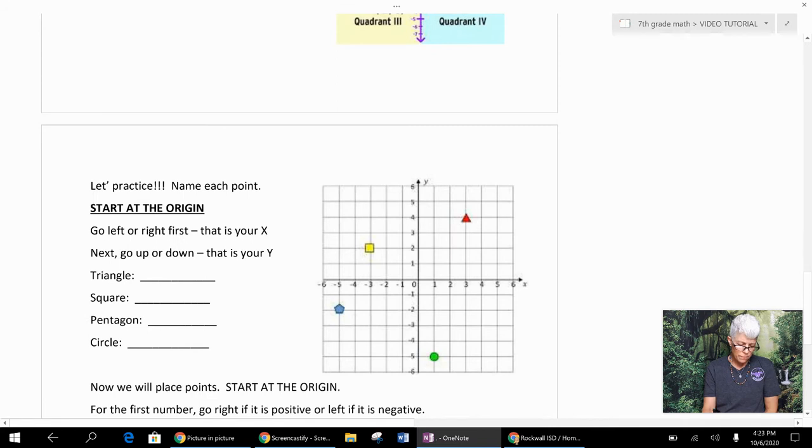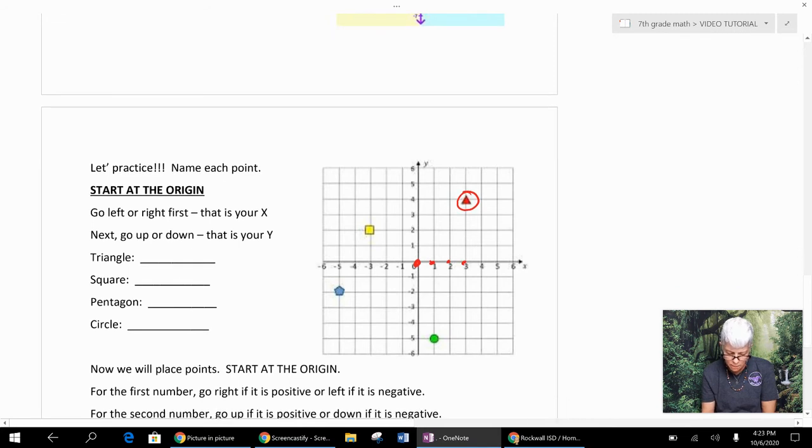So we're going to practice. The first thing you do is you always start at the origin, and then you go left or right for the X and up and down for the Y. So I'm going to look at this triangle right here, and we're going to head for the triangle. I'm going to start at the origin, and I'm going to go along the x-axis. 1, 2, 3, and then I'm going to go up. 1, 2, 3, 4. So the ordered pair is (3, 4) with parentheses and a comma.